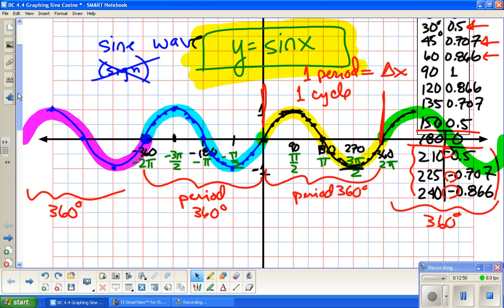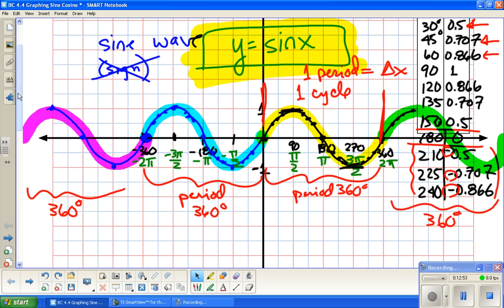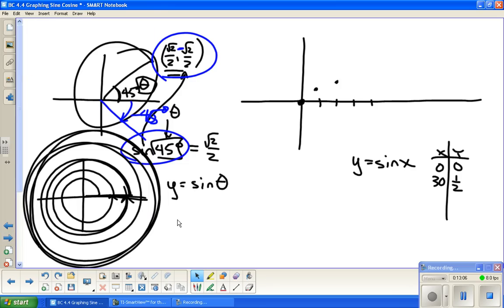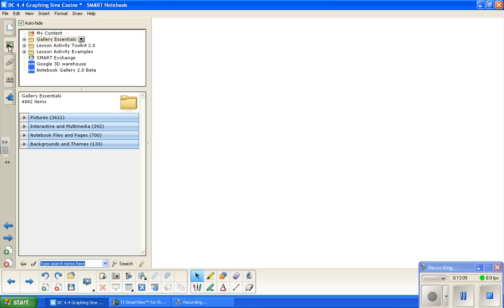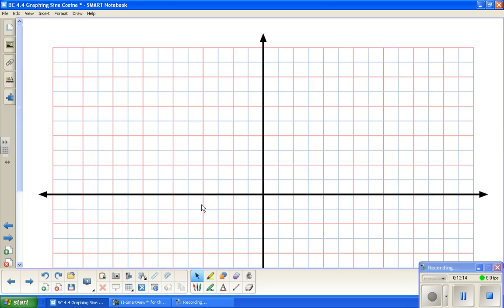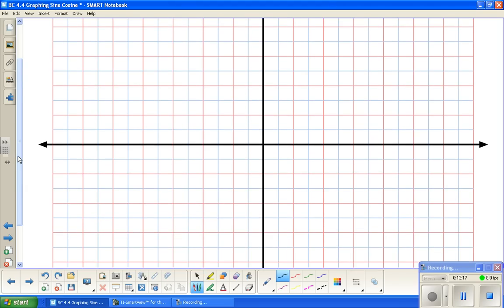Now, one of the things I need you to focus in on is the basic shape of this graph. So what we're going to do is just a speedy little draw of one cycle and go from there. I'm going to grab background and throw that on. And so we're going to do just a quick shape of sine. So here's what sine looks like. Sine starts at 0. After it gets through a full cycle, it's back to 0.